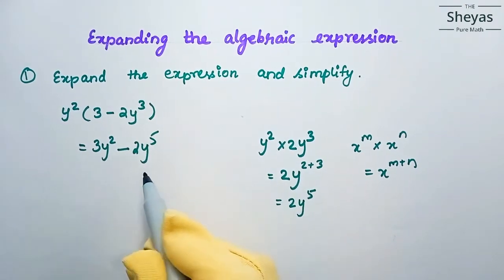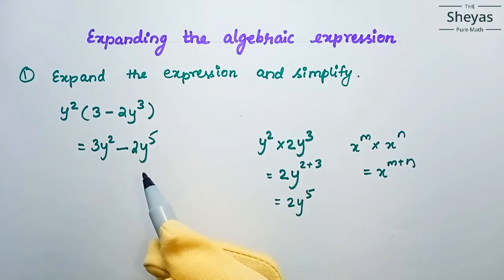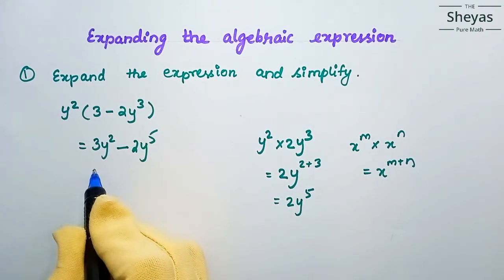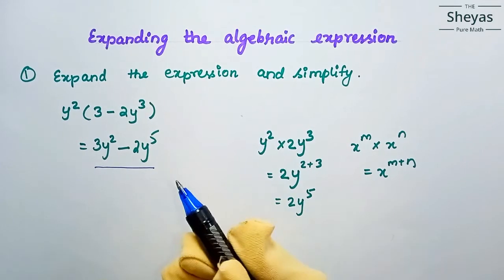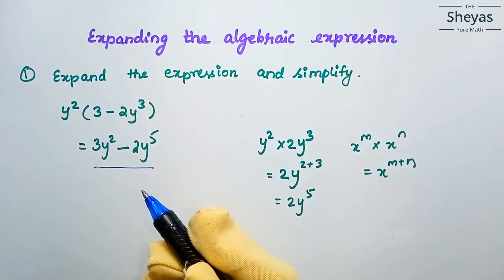So now you have expanded. This is a simple problem. The answer is 3y squared minus 2y to the power 5. Let us do the next problem.